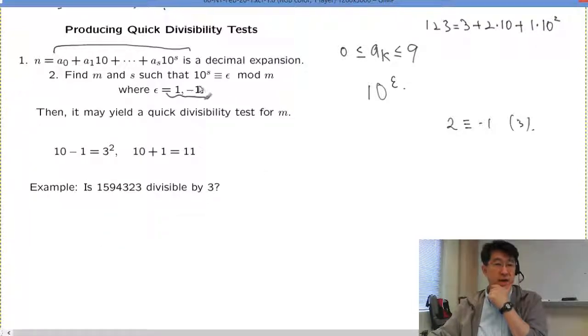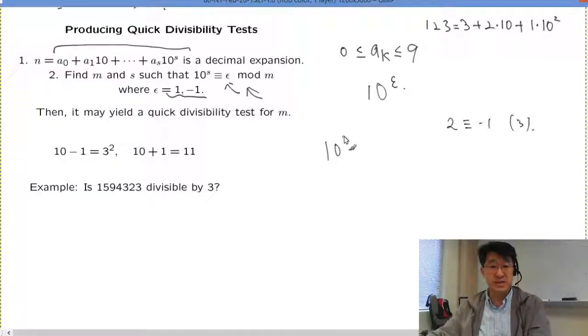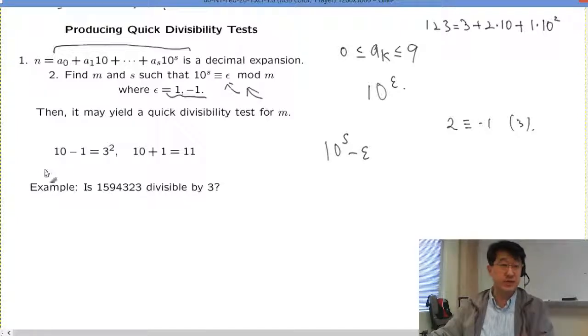All right. So how do we get that? It is about 1 on this side and negative 1 on that side, right? So if you bring that over, isn't that just 10 to the s minus epsilon, right? So this is 1 or negative 1. So I wrote down this 10 to the first minus 1, 10 to the first plus 1. And I factor them. It's a 3 squared, and that's 11, correct?